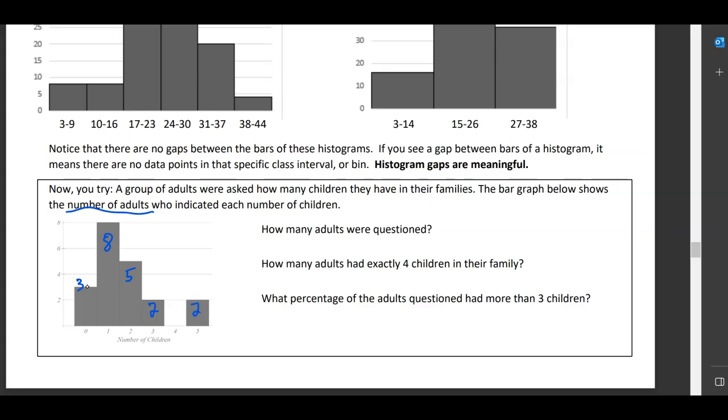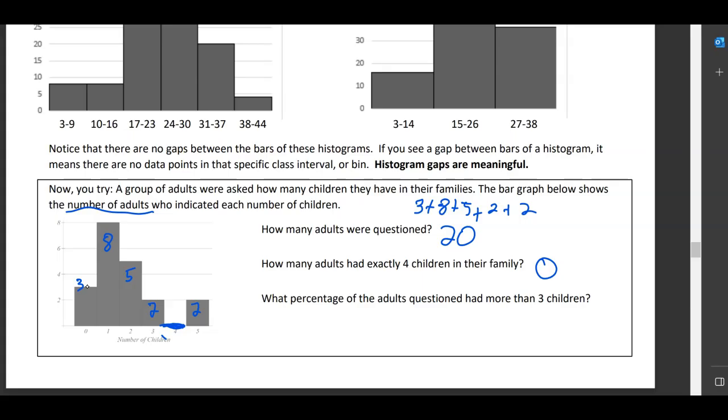Looks like 20 adults were questioned. So that's just the sum of the heights of the bars. That's how many adults are represented in this histogram. How many adults had exactly 4 children in their family? This is the bar that's 0 height. No adults answered 4. That gap is meaningful.